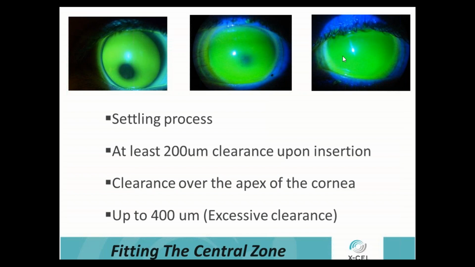And this is what we're looking for in the top right-hand corner. Absence of the cornea, all the fluorescein. I'm not sure how much clearance I have, but I know I don't have touch. So I can start my evaluation process on this lens. And what we're looking for is at least 200 microns of clearance upon insertion, and we want that over the steepest part of the cornea. So the apex of that cornea. I want to look at the steepest part because if I have clearance over the steepest part, I obviously know I have clearance over the flattest part. So 200 microns upon insertion over the steepest part of the cornea.